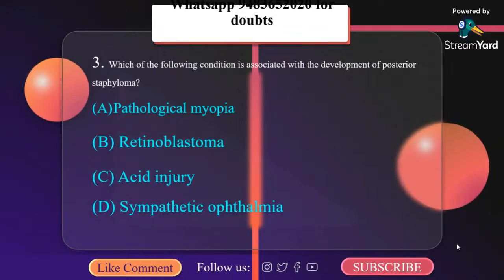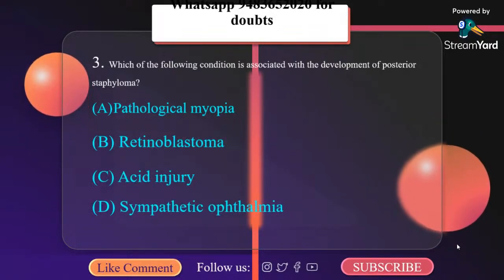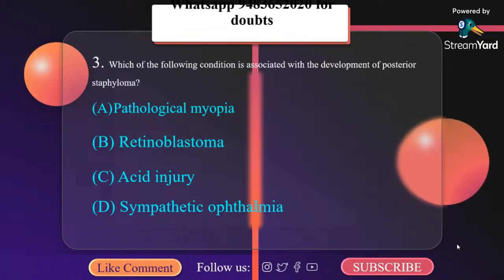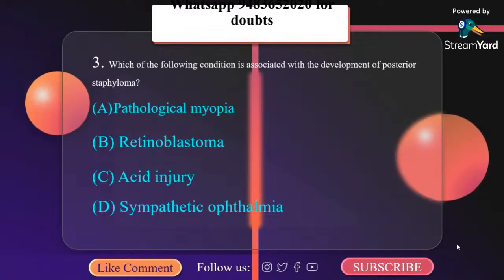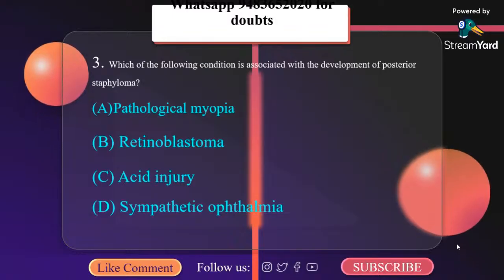Which of the following condition is associated with development of posterior staphylomas? A. Pathological myopia, B. Retinoblastoma, C. Acid injury, D. Sympathetic ophthalmia. So the correct answer here is pathological myopia.